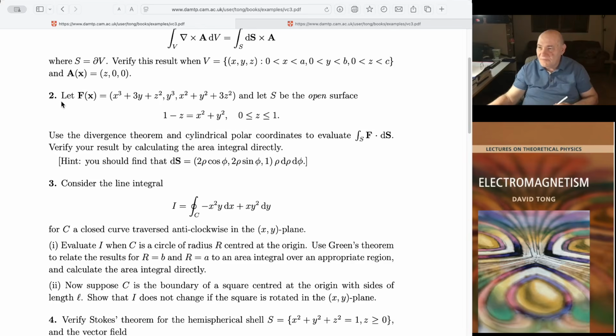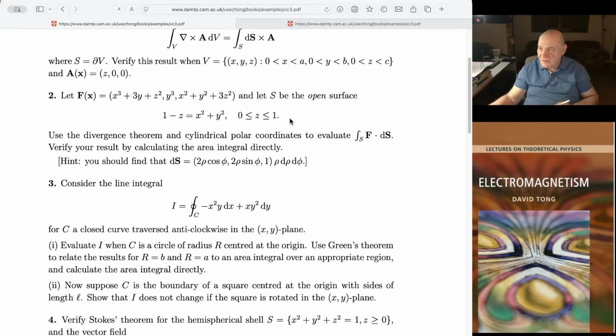problem 2 over here, and they give you a vector field. These are the Cartesian components of a vector field, and then S is an open surface defined by these parameters x, y, and z. And then what it wants is to use the divergence theorem in cylindrical polar coordinates to evaluate the integral over S of f dot dS. And then it says verify your result by calculating the area integral directly, and it gives you a hint on what you should find for the normal to the area integral, or the surface element, which I'll do.